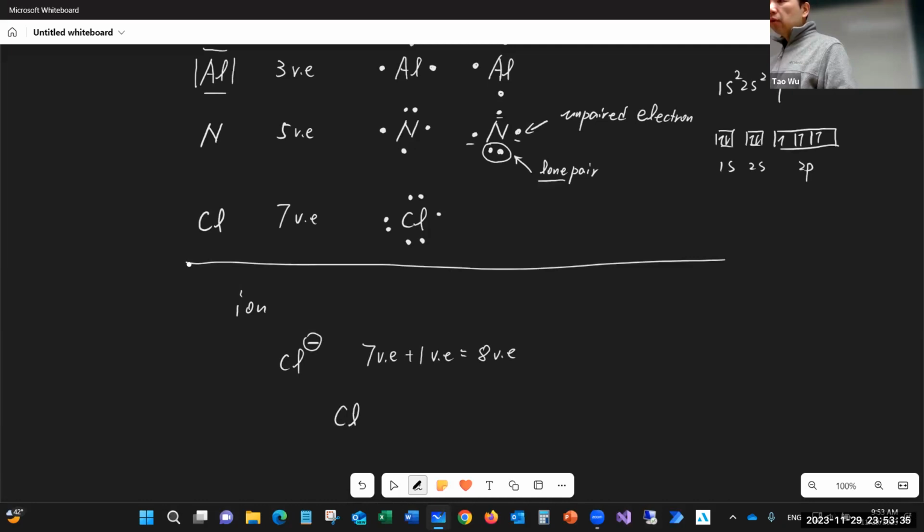So that's why you write Cl, and you put 8 dots on the outside. The 8 dots means the shell is already full. We shouldn't have more than 8. And this is also what we call the octet rule.